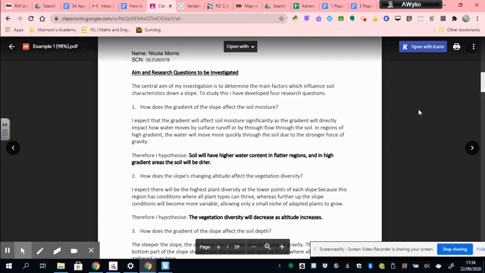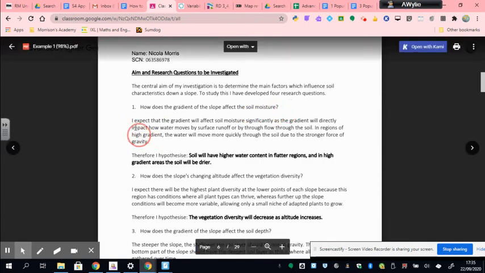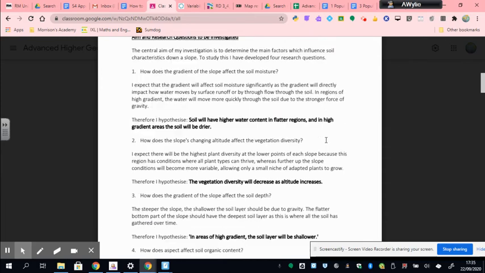Obviously these 3 research questions flow out of the aim. The overall aim helps you narrow it down to 3 particular focuses that are all to do with the aim, and they are questions. So we can have a look at the student. They said, how does the gradient of a slope affect soil moisture? They have explained here what they expect to find, and they have also hypothesized.